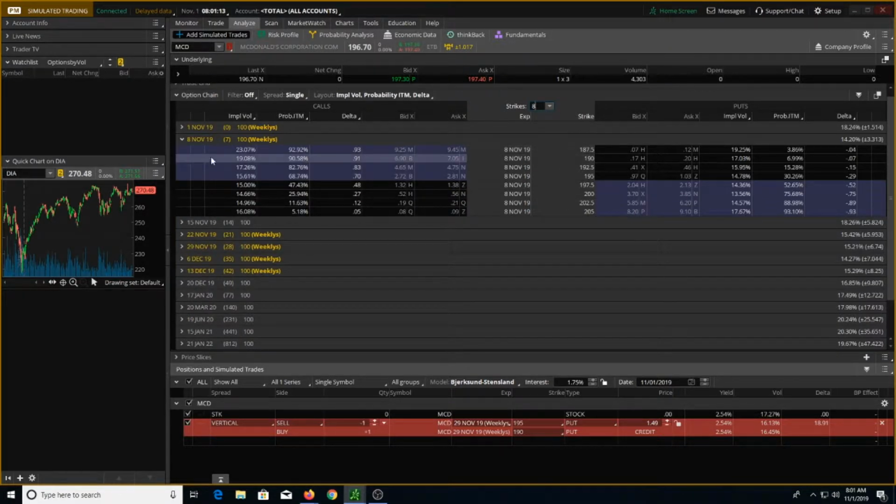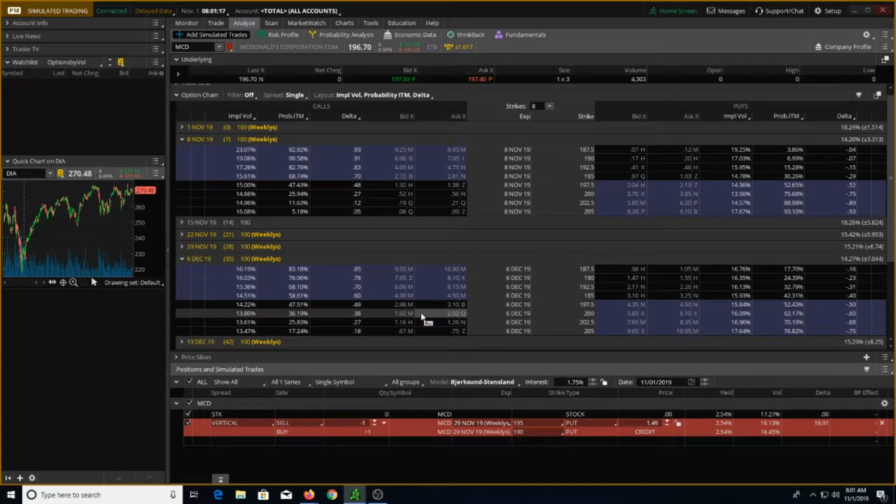Let's look at about 8 here. Let's look at 7 days out, which is next week. And let's look at the Decembers. So right now, I could sell a 195 call for about 2.70, and I can buy a 195 35 days away for about 4.40.